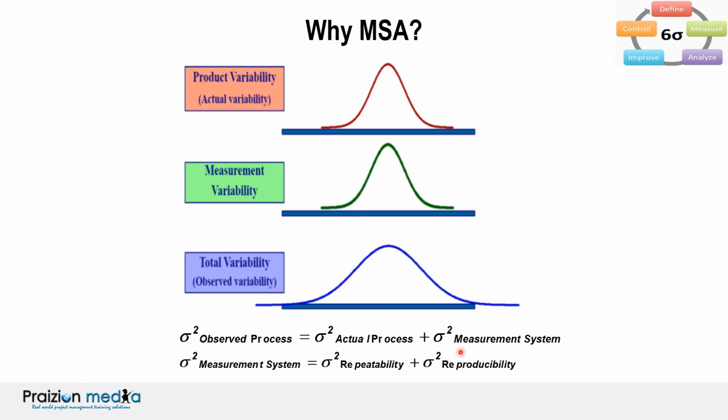The notation shown here, sigma squared, is a statistical term. Sigma is the statistical term for standard deviation, and when you square it, it shows the variance. But it is essentially the same parameter as we talked about with the standard deviation. Observed process is equal to actual process plus the measurement system. Measurement system is equal to repeatability and reproducibility. Repeatability is a function of your process, that you produce the same product every time, and reproducibility is a function of your measurement system, that it measures the same thing every time.